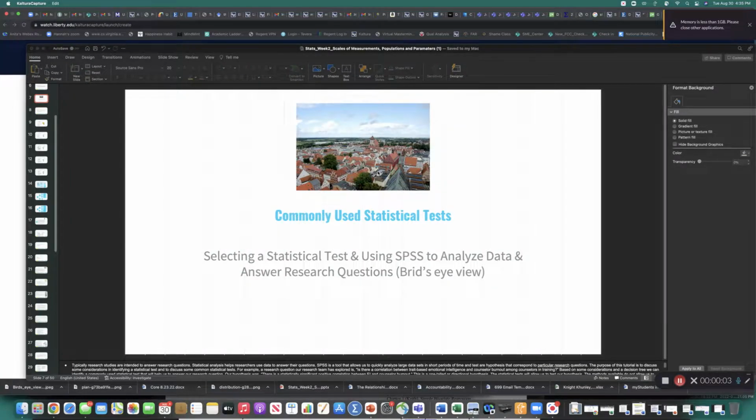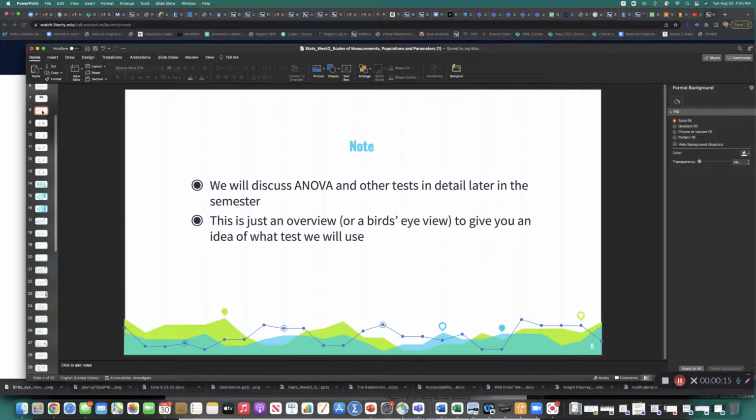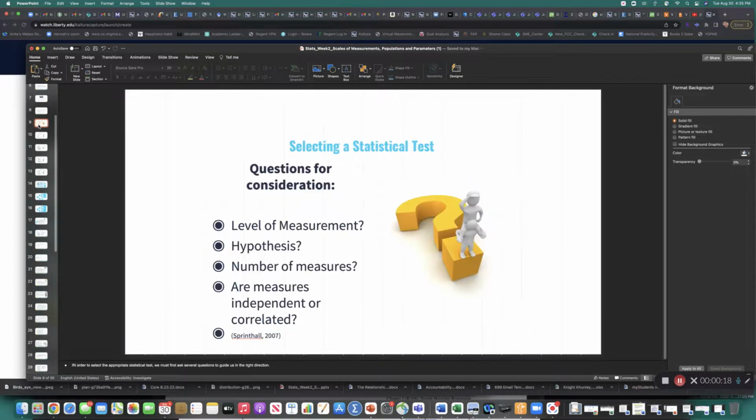Hello and welcome to this tutorial on commonly used statistical tests. Researchers often need to identify which statistical test should be used to analyze their data. So it's important to have a series of questions in mind about the data, and these questions will guide you through decision trees to identify which statistical test is best for your particular data set.